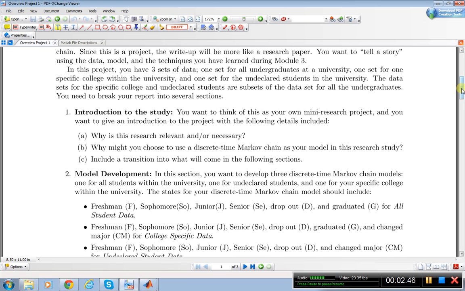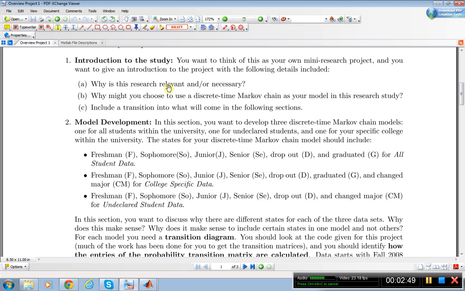So what I want you to do is break your report into different sections. Like I said, I want you to give an introduction. I want you to explain why you would actually be looking at the progression from freshman to sophomore to junior to senior at a university. What would motivate this? Why would people be interested in this? And for our particular class, why would you actually use a discrete time Markov chain to do this? What is it about a discrete time Markov chain that makes this something that would be good to use for this kind of study?